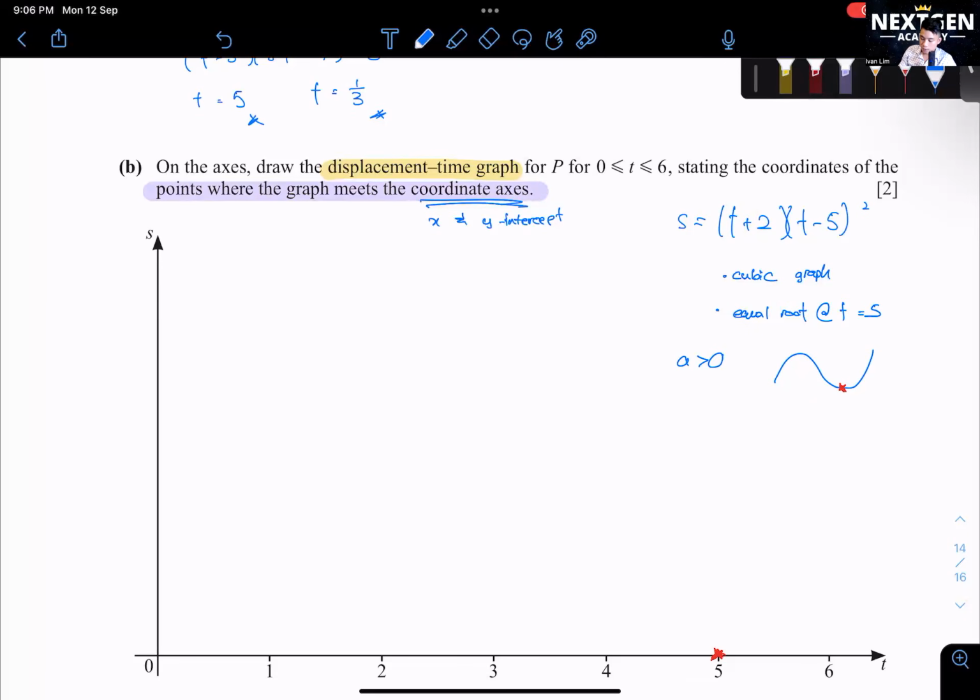How to find my y intercept? When my t equals 0. So when t equals 0, s will be equal to 2 times negative 5 squared, which is equal to 50. So I got 1 point here. So 2, 3, 4, 5. So probably around here, we are just roughly sketching 50. And you need to label this particular point here. You don't label, you don't get the marks also. So we will get something like this.